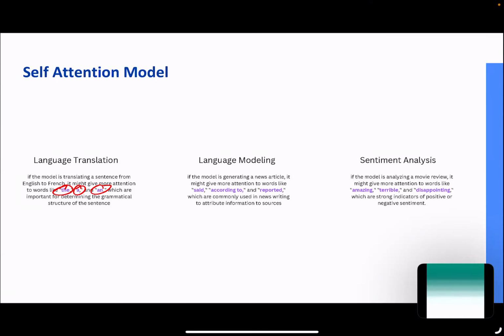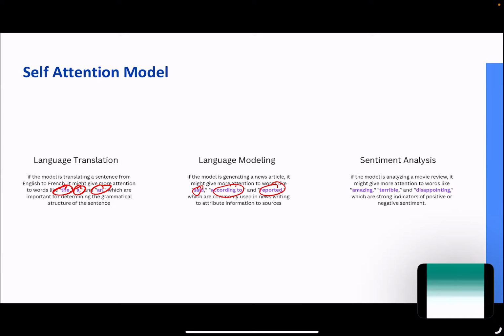If we are doing language modeling, as you know, ChatGPT is also a language model where we want to perform some type of questioning and answering. We are giving text and we are retrieving text from the model. So in this case, self-attention means giving attention to words like said or according to are reported, and based on the scenario it is giving attention to the specific words to build relationships between different words.